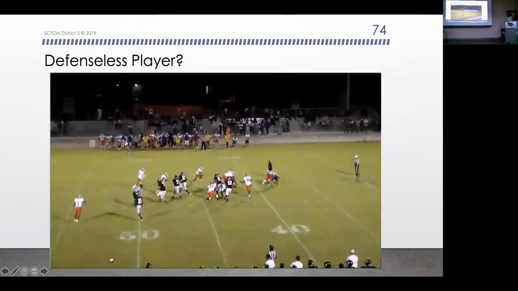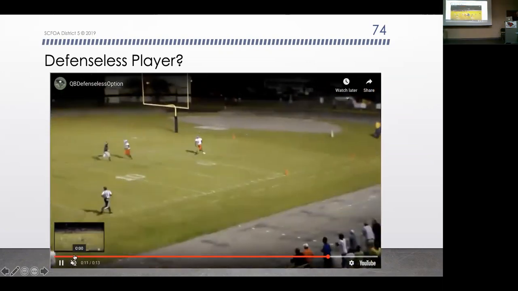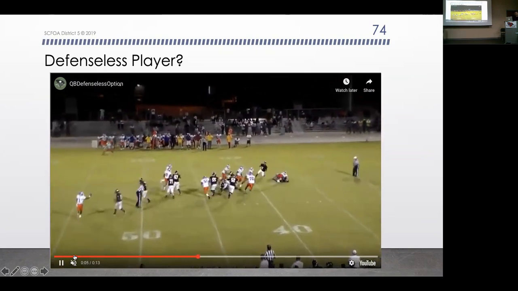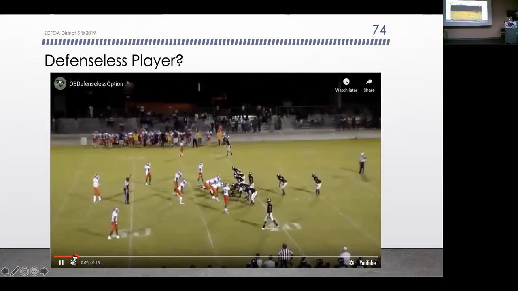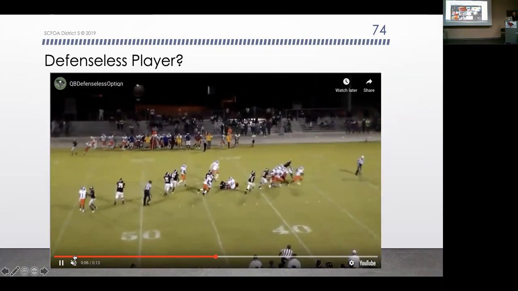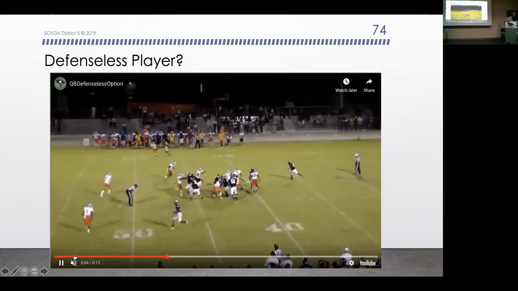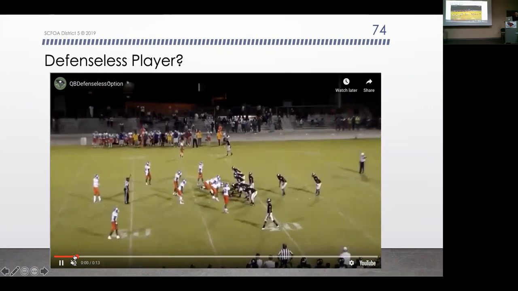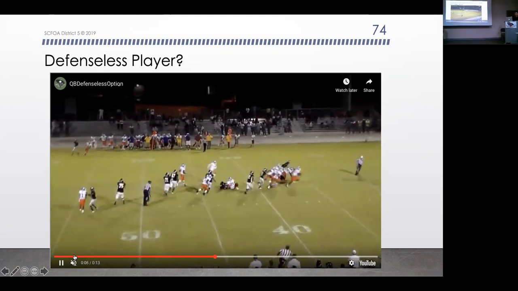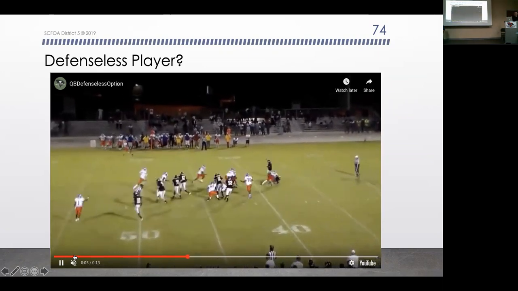So this is an option team. This is an option team. And so there's a gray area here. And yeah, he kind of, but not really. He's not really running. And that guy's not looking anywhere else but that quarterback. And in the same game, this happens.